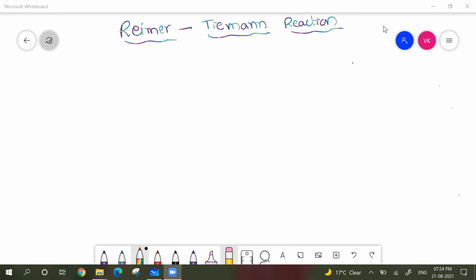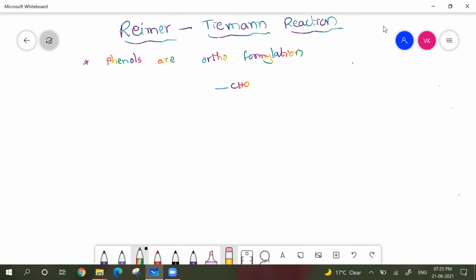we are going to discuss the Reimer-Tiemann reaction, one of the important named reactions. In this reaction, phenols are ortho-formylated. So what we are doing here is ortho-formylation. That means a CHO group is substituted in phenols at the ortho position.